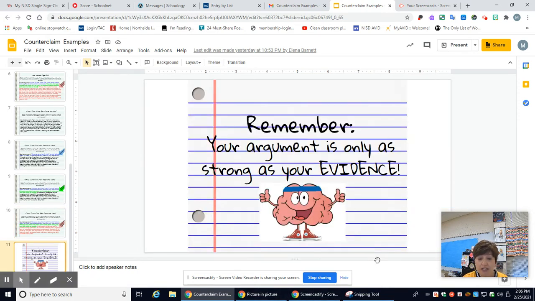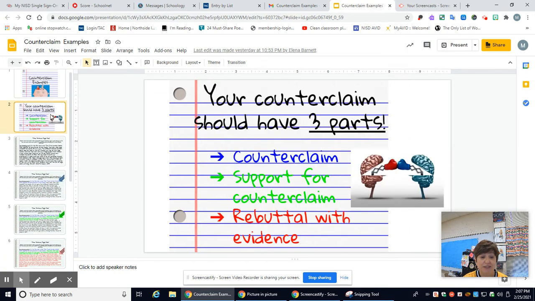Remember, your argument is only as strong as your evidence, as Mrs. Cantu and Ms. Harvey have already told you that you have to have strong, relevant evidence for your reasons. This holds true in your counterclaim or counter-argument as well. Please reach out to your teacher if you have any questions about this. And when you are writing your counter paragraph, you are also going to use these colors. Remember, you have to have 3 parts to your counterclaim. The counterclaim itself, which you will highlight in blue or write in blue. The support for your counterclaim, which you will highlight or use green. And then the rebuttal with evidence, which you will write or highlight in red.